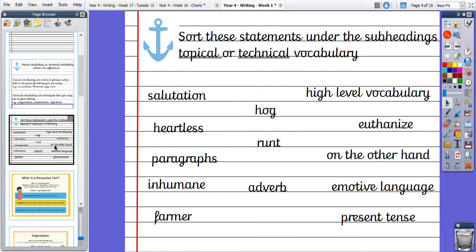So your anchor task then, can you sort these statements under the subheadings? Are they topical or technical? Okay, so pause the video and put these words underneath the two subheadings.